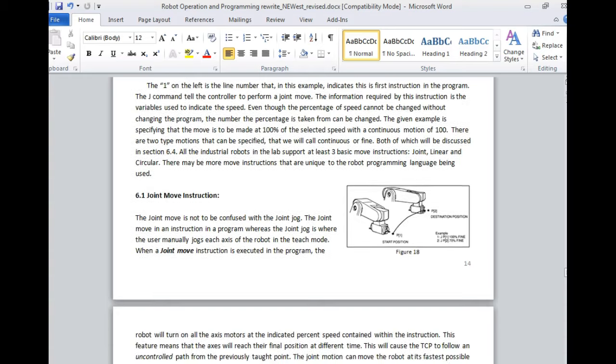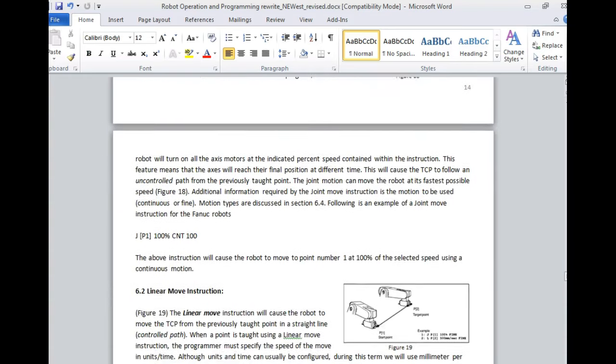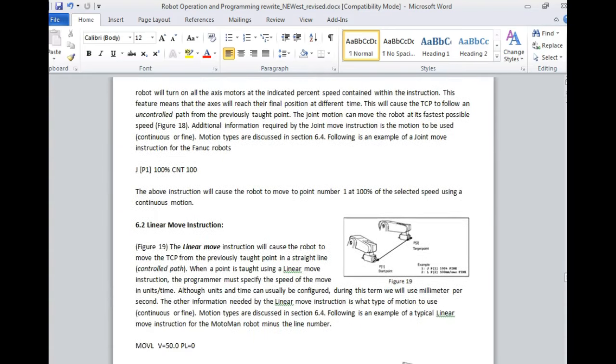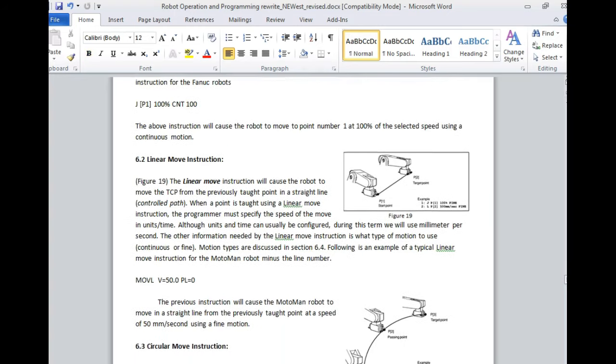Now the other move that every one of these robots supports is what we call a linear move. Linear move means it's going to move in a what? Straight line. So linear move causes the robot's tool center point to move in a straight line from the previously taught point. It is a controlled path move.